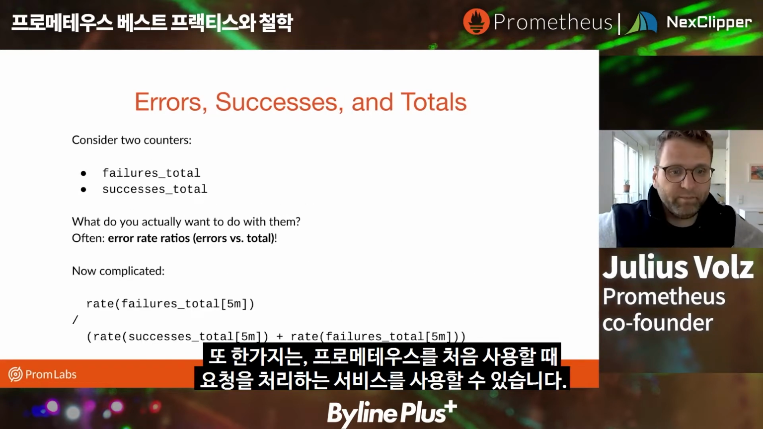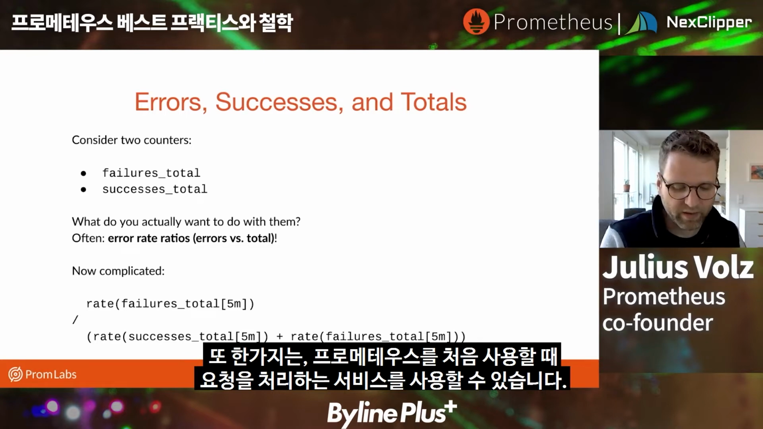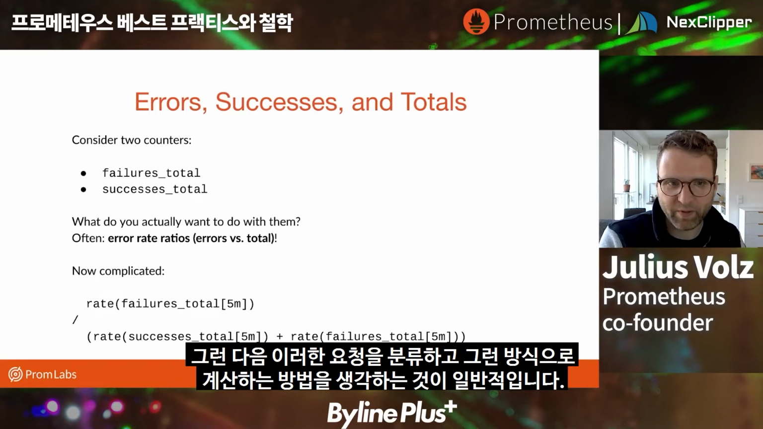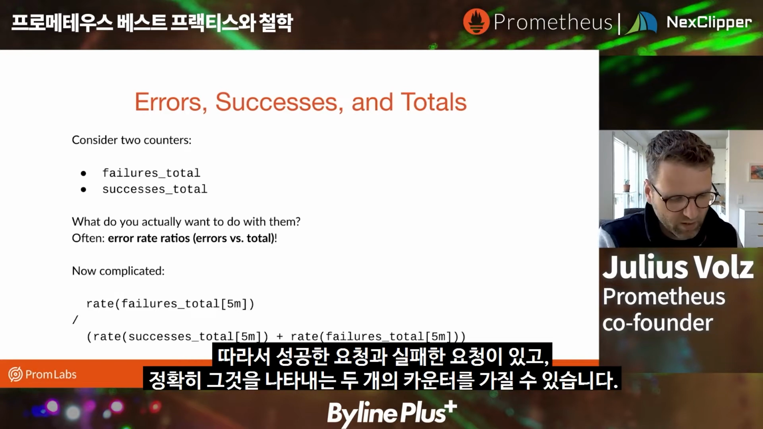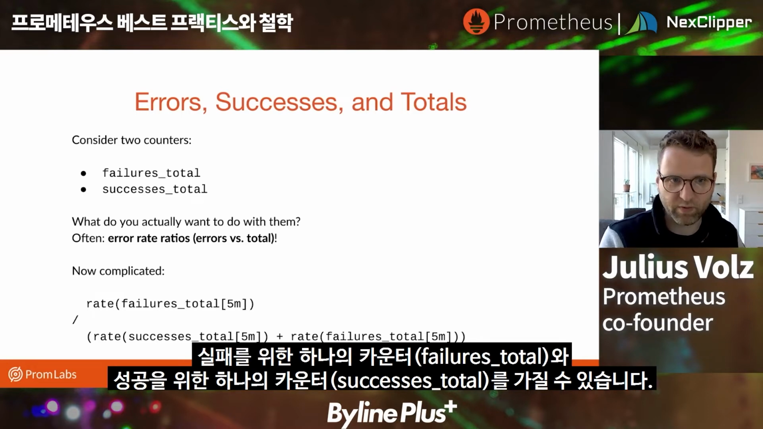Another thing, when you first start using Prometheus and you're instrumenting a service that is handling requests, a common thing that happens is that you think of how to categorize these requests and count them in that way. So you have successful requests and you have failed requests. And your first instinct might actually be to have two counters that represent exactly that: one counter for failures and one counter for the successes.